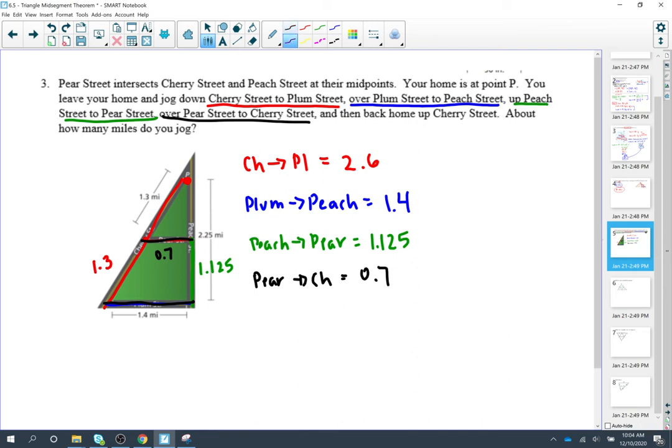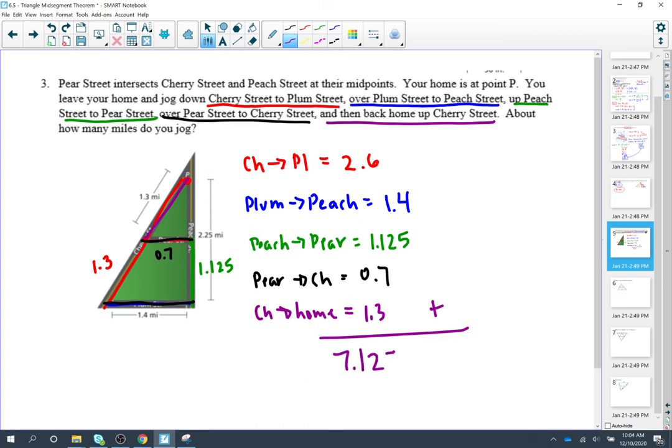And then back up Cherry to home. So then back up Cherry to home, we know right there is 1.3. So Cherry to home is 1.3. How many miles did we run? So we're going to add them all. So grab your calculator. 2.6 plus 1.4 plus 1.125 plus 0.7 plus 1.3 is approximately 7.125 miles on your trip.